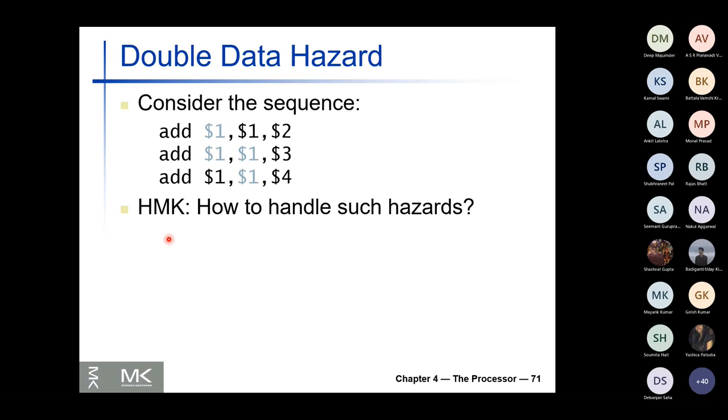So I leave it to you to analyze how to handle this hazard. You have assumed that you have a forwarding mechanism, but just draw the pipeline diagram and see how to manage these transfers. You understand the problem, right? Yes, sir. So you have multiple destinations. In the previous example, you have one destination and multiple sources. Here you have multiple destinations and multiple sources involving the same register. And that's why it's a little complicated. Anyway, I leave it to you to study this example.